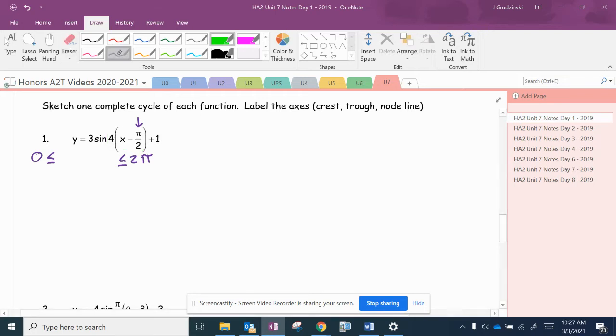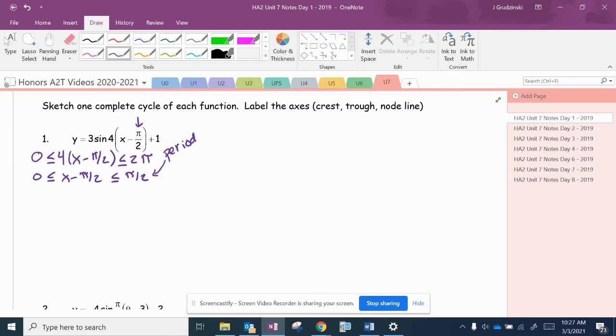But all of those things inside of the function are impacting where one cycle lives. So to find one cycle in this transformed function, we're going to take what's inside the function and then solve for x. So first thing we do is divide by 4. So we have 0 is less than or equal to x minus pi over 2, which is less than or equal to pi over 2. Once we get rid of a number in front of the parentheses, that always gives us our period. You can always find that later too by doing 2 pi over b.